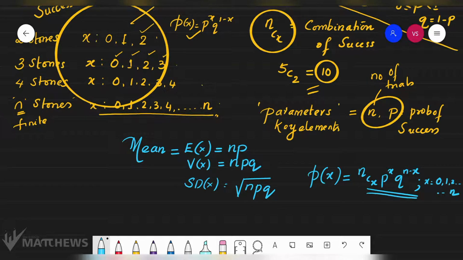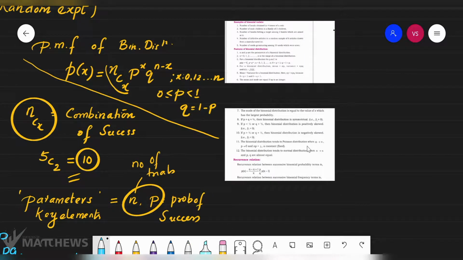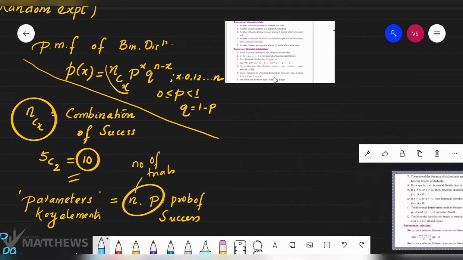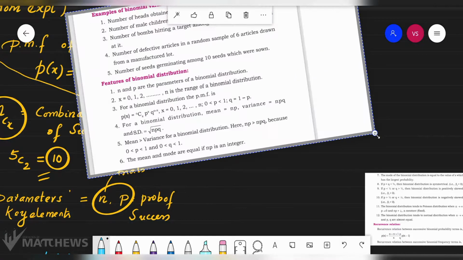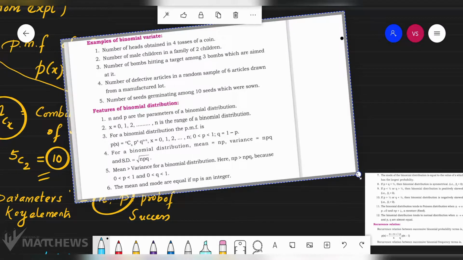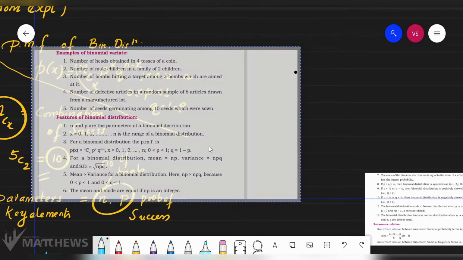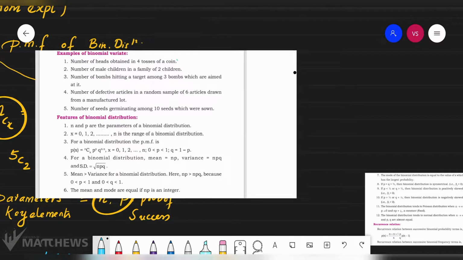Apart from that, students, we have certain things we also need to remember. For example, I'll just show it to you here. There are some points that you need to remember. What are those points? It's here. The first thing is, what are the examples that come under this? It's been given here. See here.